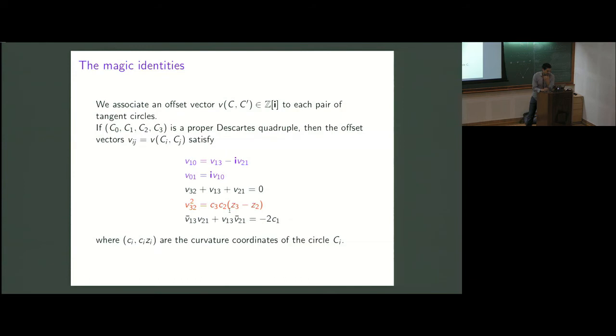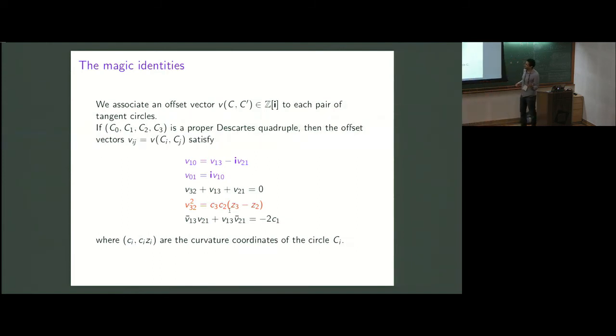I can't really give you the detail, but I'll give you the flavor. The flavor is that you need to say how the tiles are offset relative to each other when you're gluing them together. And that's encoded by these offset vectors. So each pair of tangent circles in the packing is associated with an offset vector v. And you can define these v's by a recurrence. So these first two equations are enough to recursively define all the v's.